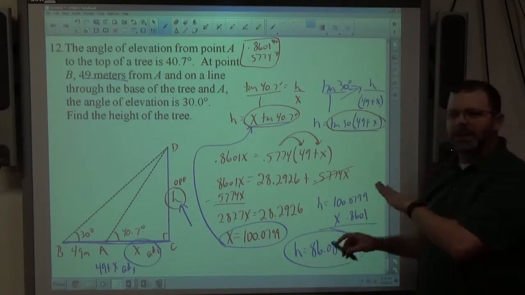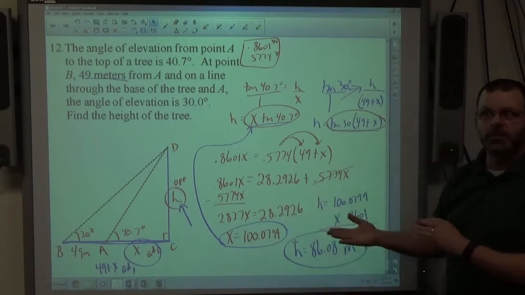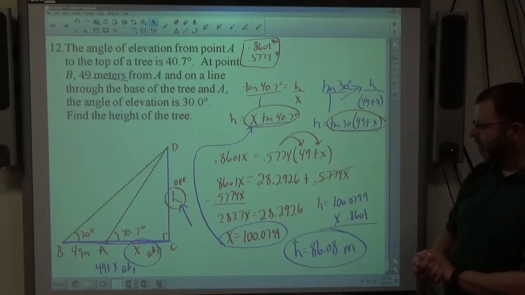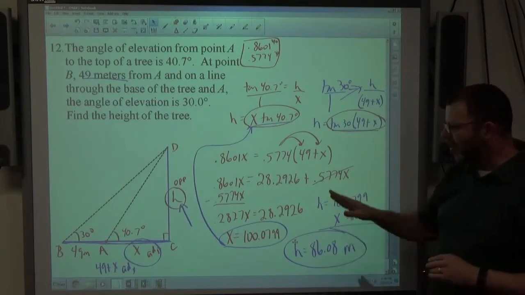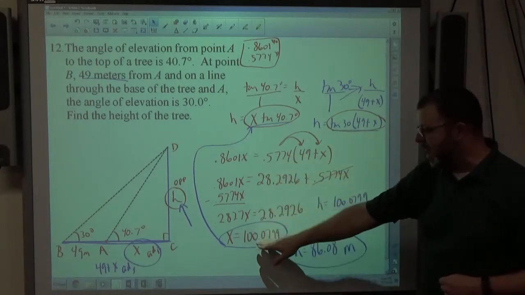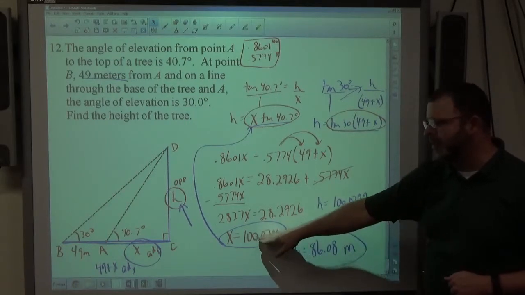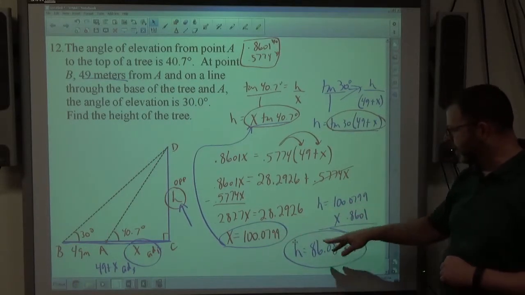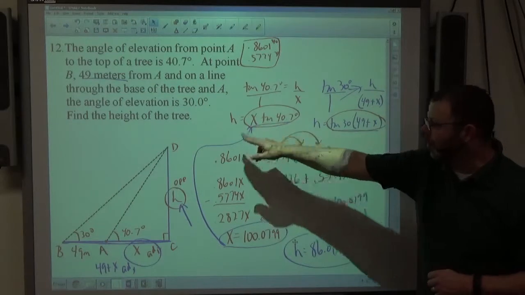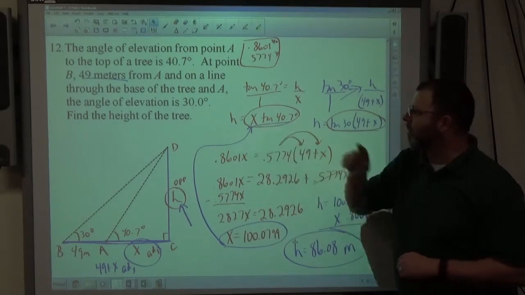Most of you, this was the bonus on the quiz that we did, the 5.1 to 5.3 quiz. Most of you who knew what you were doing got it wrong, because you stopped here. You didn't find the height, you found the distance from the object. So be careful that once you find out what x equals, your goal is to find h. All you have to do is go right back there to figure that out.